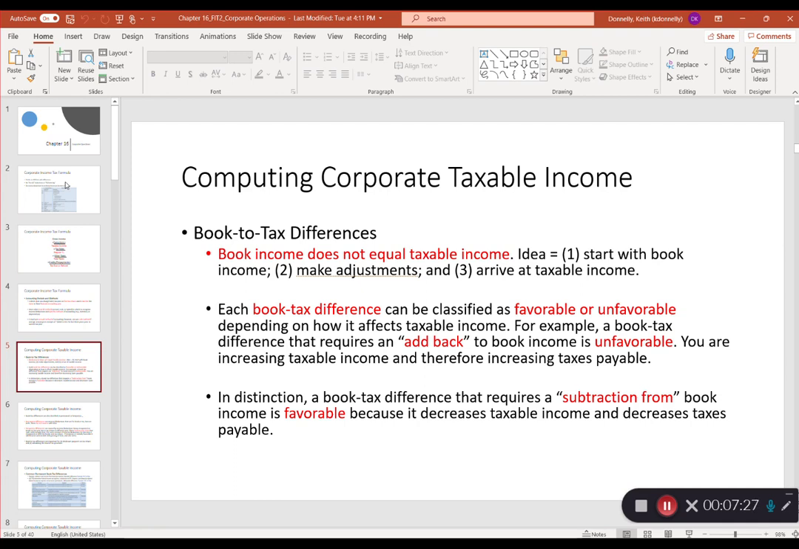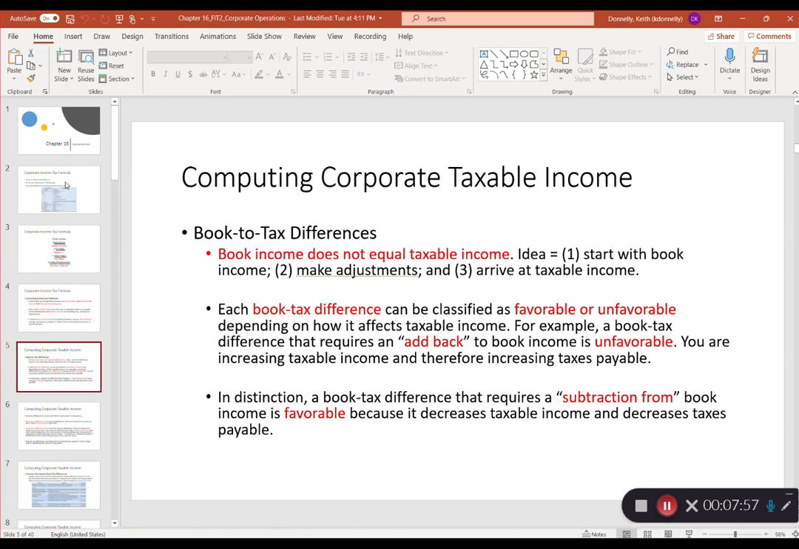So the idea is, you start with your book income, you make adjustments. They're often called M1 adjustments because there's a little schedule on the 1120 called the M1. And then you arrive at your taxable income. Sometimes it's an M3 if you have a really large corporation, but we're just looking at it as a starting idea here. We have to be aware that our book income does not equal our tax income because we have two different standards that we're applying.